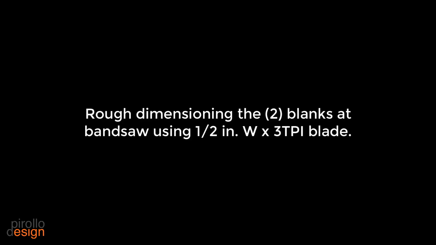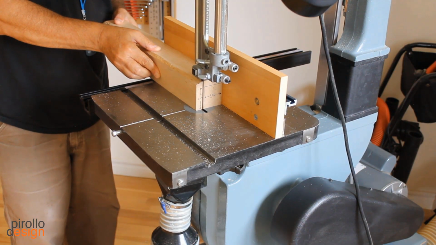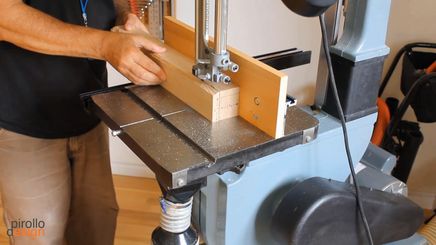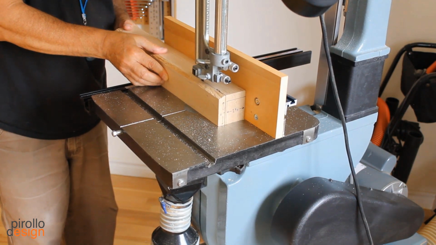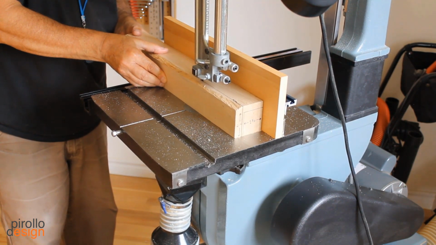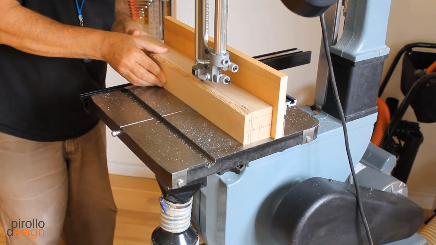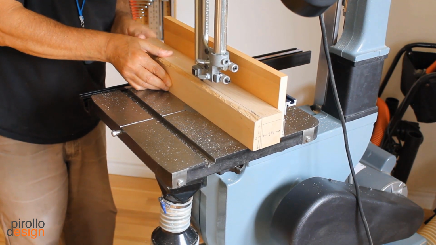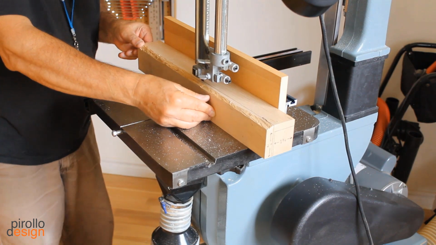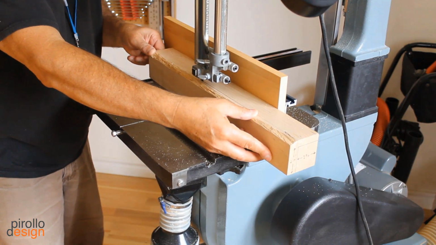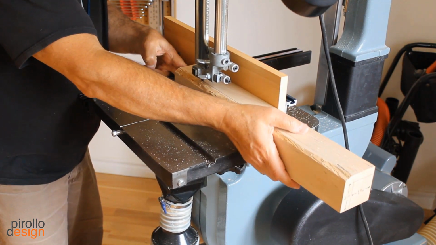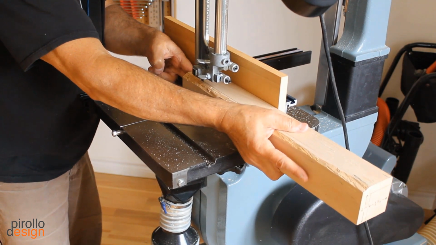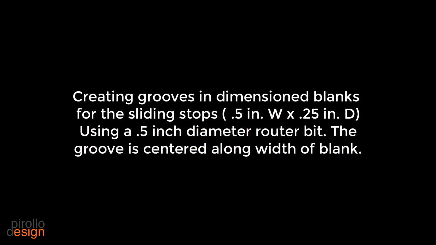Next, we rough dimension for the 1 3/4 width with a resaw. It's a resaw fence. My feed speed is kind of slow because of the hardness of the maple. I want to ensure a straight cut. So I performed this operation for both blanks with the fence set.